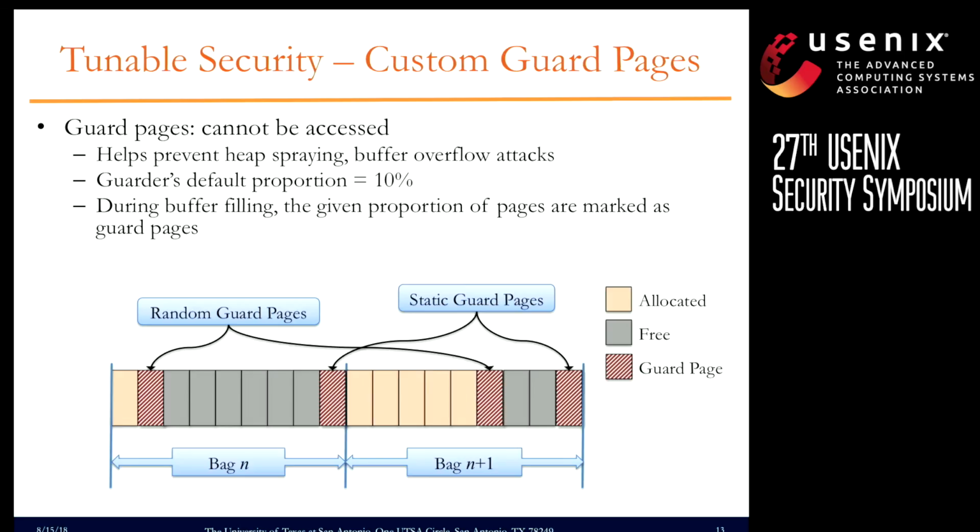Garder uses static guard pages too, which are placed at the end of every bag. But it also provides a tunable proportion of random guard pages, which get distributed throughout the bag. We use a default proportion of 10%. So by default, 10% of the heap's address space will be dedicated to these random guard pages. And I mention address space because guard pages aren't backed by physical memory. So this isn't increasing the memory footprint of the application.